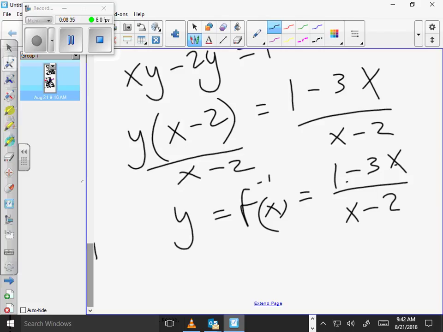And so that's going to give me 2 minus 6x plus x minus 2 over 1 minus 3x plus 3x minus 6. 2 minus 2, those cancel. Minus 6x plus x is minus 5x on top. And on the bottom, minus 3x and 3x cancel. 1 minus 6 on the bottom is negative 5. These cancel, leaving me x and smiley face.